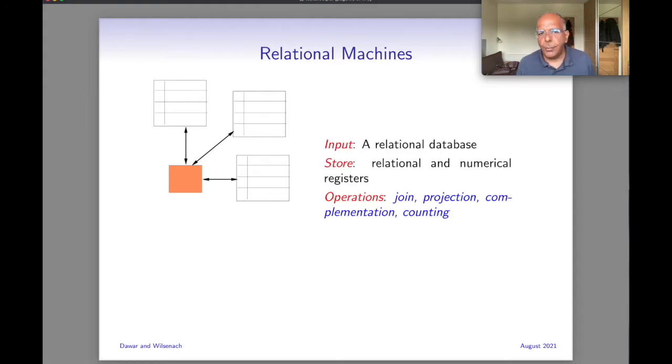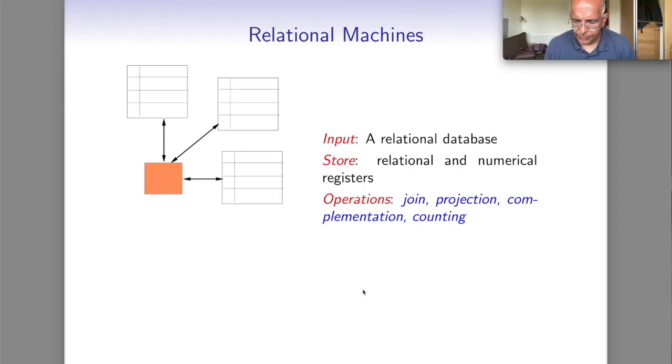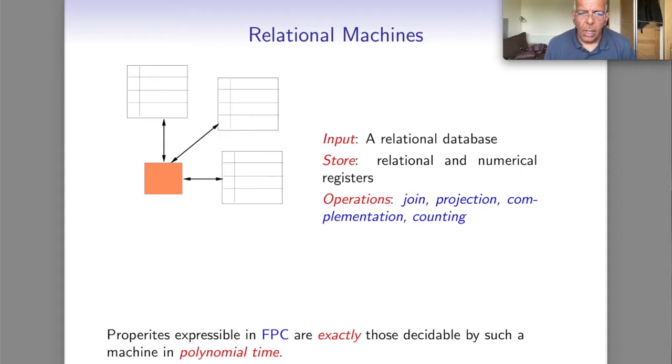Roughly speaking, the idea is the input is a relational database, which is for us just a finite relational structure. We have a memory store which consists of both relational and numerical registers, right? So registers in which you can store variable relations and numbers. And operations, the basic operations of relational algebra, like join, projection, complementation, and some mechanism for counting. And I stated that properties expressible in FPC are exactly those decidable by such a machine in polynomial time.